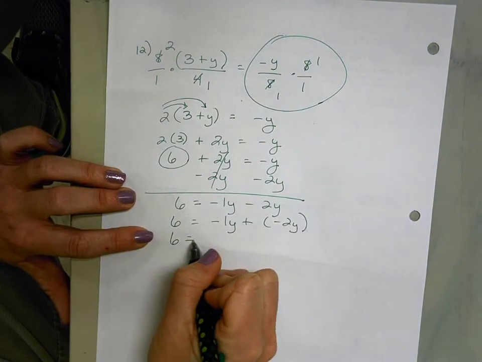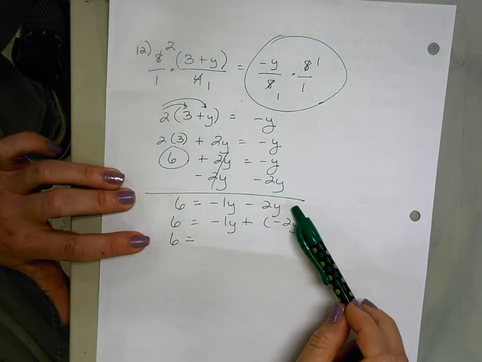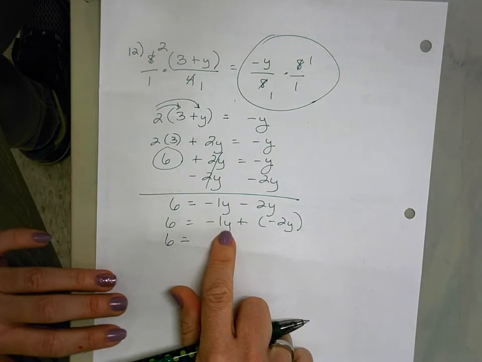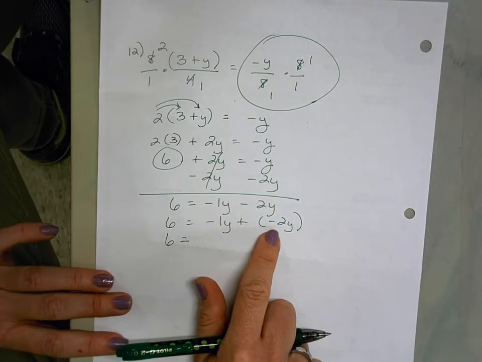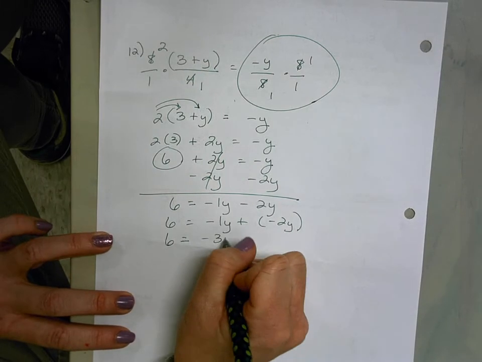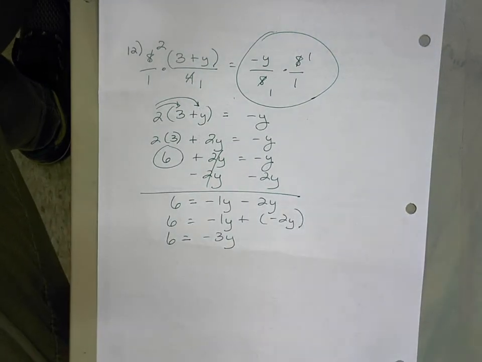Taking it one step at a time. Notice I'm not doing a lot in my head, because that's where we can make those little mistakes that end up with a wrong answer. Negative 1y plus negative 2y is how many y's? Negative 3y. Very good. And now, one step away from being done.